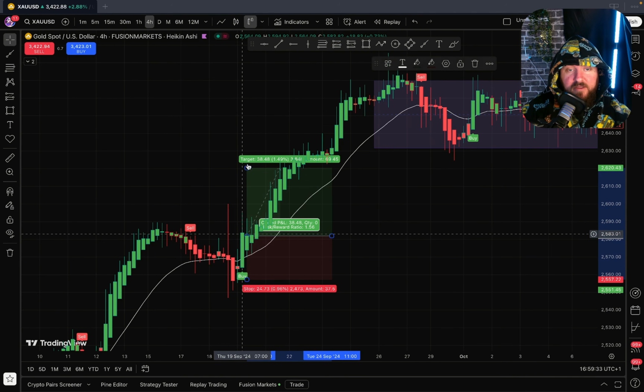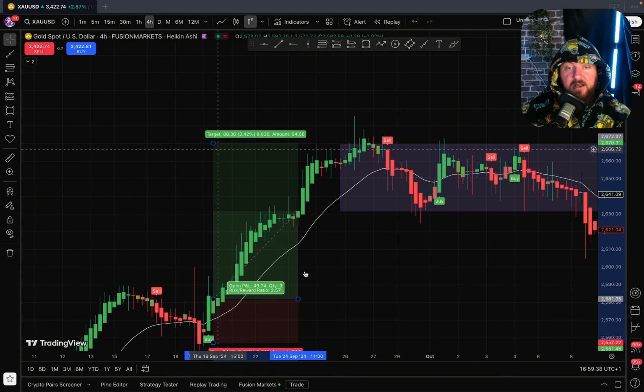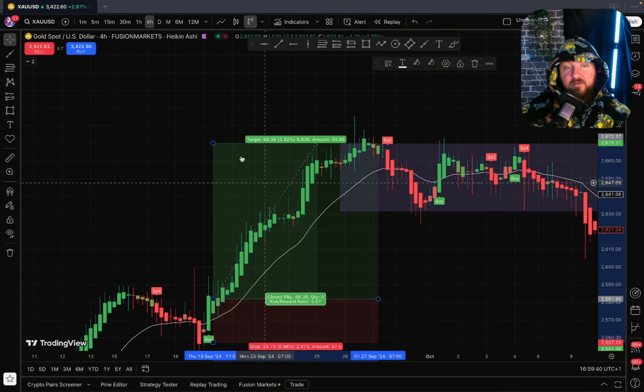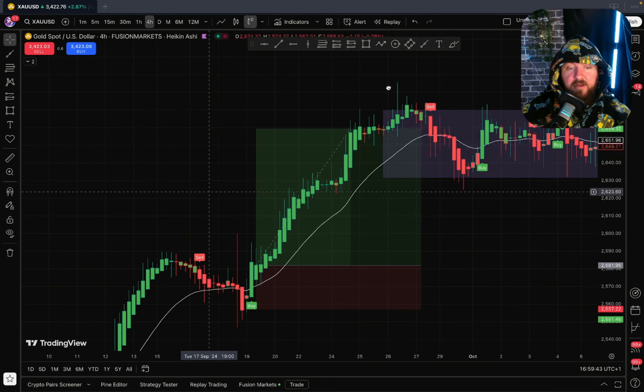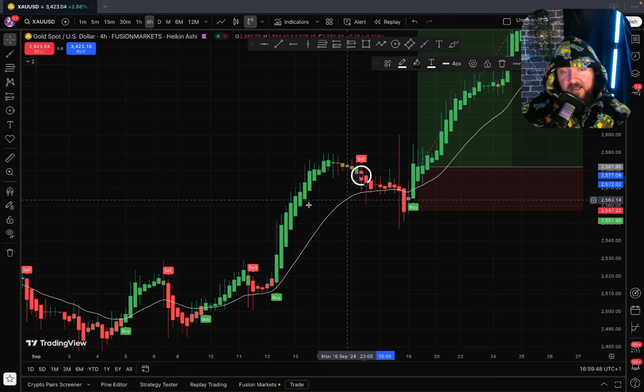Stop loss below the signal, the entry again. I'm not getting out until I see a sell or the EMA crosses back over. So I'm getting out around about there, 1 to 3, beautiful. Am I getting in on this trade? No. EMA told me we're not getting in. Do you know what I mean?